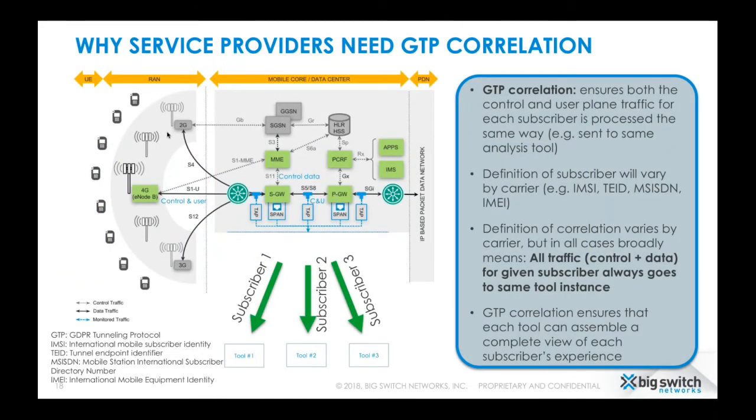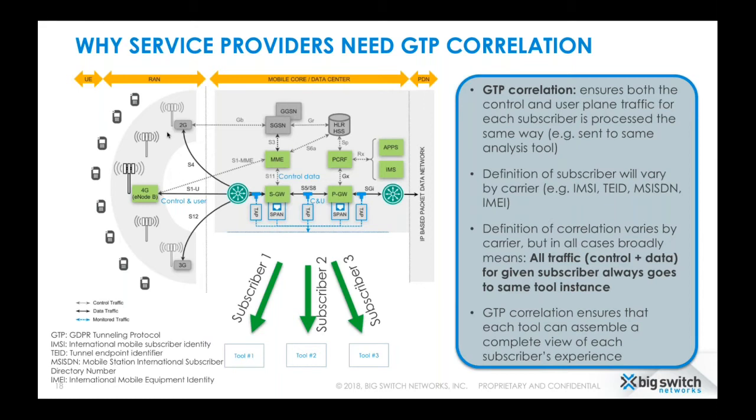You all must be familiar with how the telco carrier network looks, and this is a snapshot of how it looks. With regards to GTP correlation within the telco/carrier environments, there is just one main requirement, and that is all traffic, be it the control plane traffic or the user or data plane traffic, for a given subscriber should always go to the same tool instance.